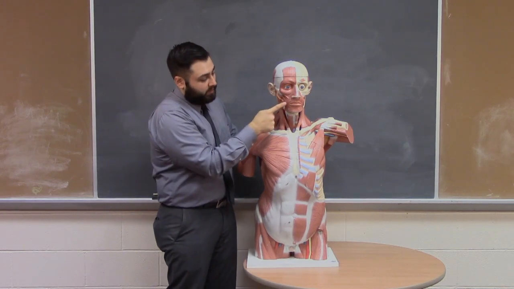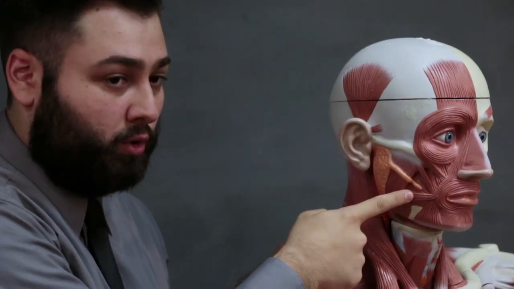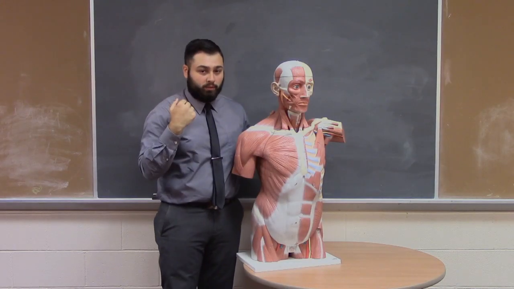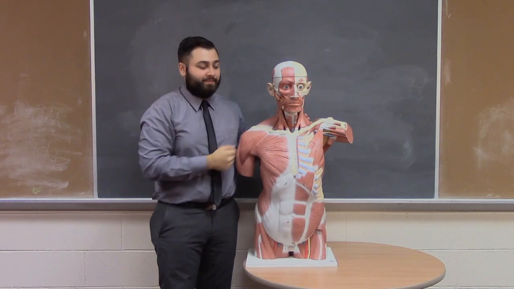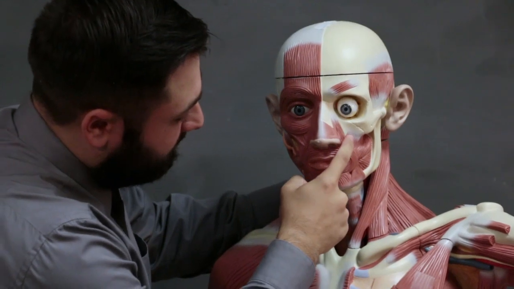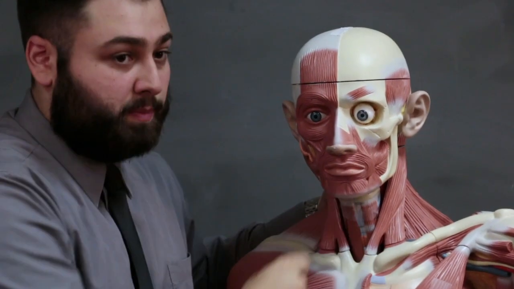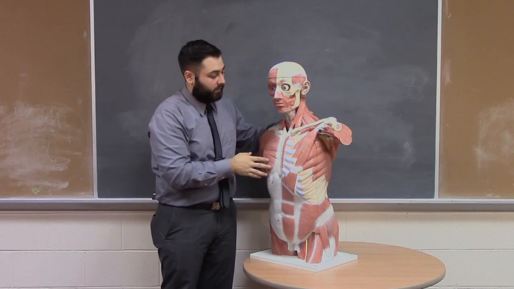Okay? Right here you have the risorius. That draws the lateral corners of the mouth even more laterally. Okay? So zygomaticus is going to help with smiling. Risorius is just going to draw these laterally, so like that. Okay? Deep to the zygomaticus we have the levator labii superioris. That's going to help with elevating the upper lip. So simply like that. Okay?